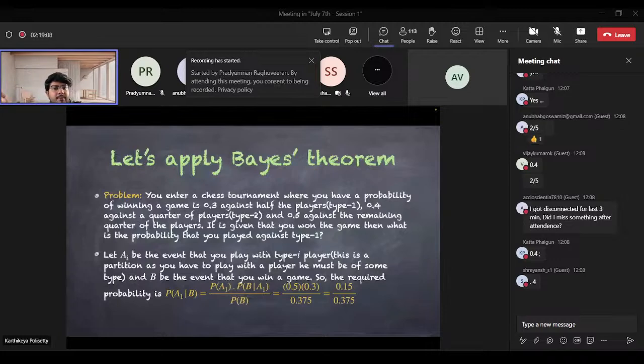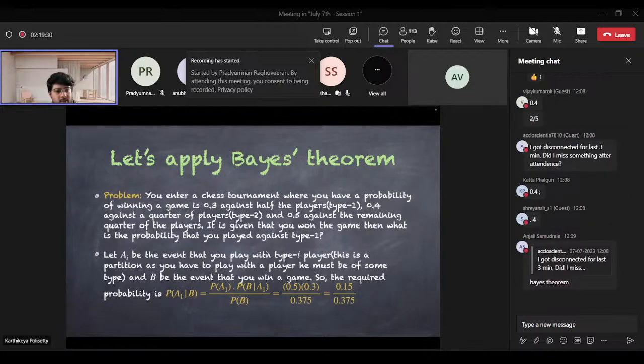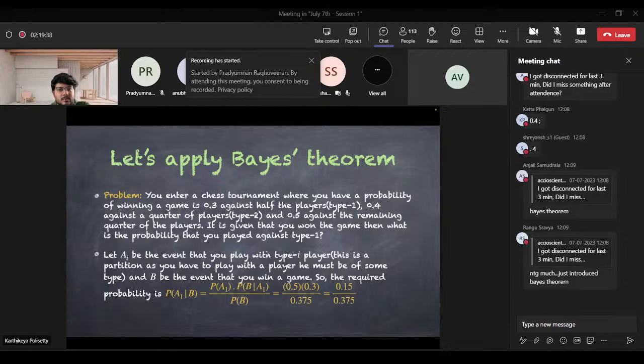So you are playing with type A1 and you are winning, which is P of B given A1. And the denominator is the total probability that you are going to win. Which is equal to 0.5 into 0.3 upon 0.375. That 0.375 is coming from the previous calculation which we did for total probability for the same question. So which is 0.15 upon 0.375, which is apparently equal to 2 by 5 or 0.4.